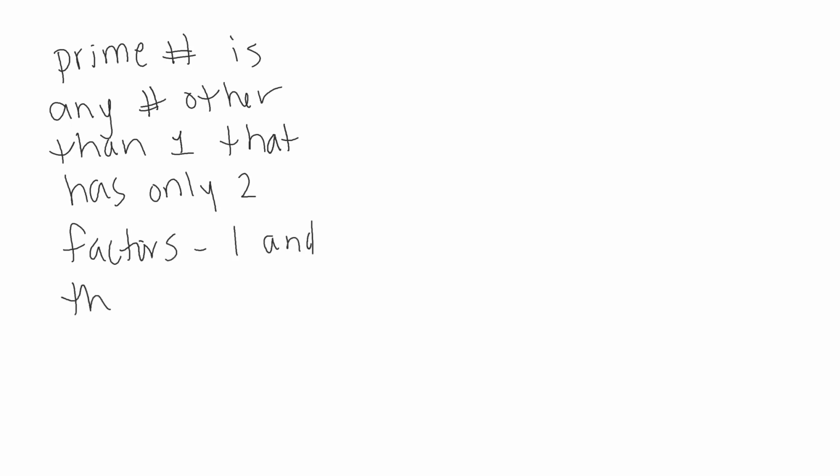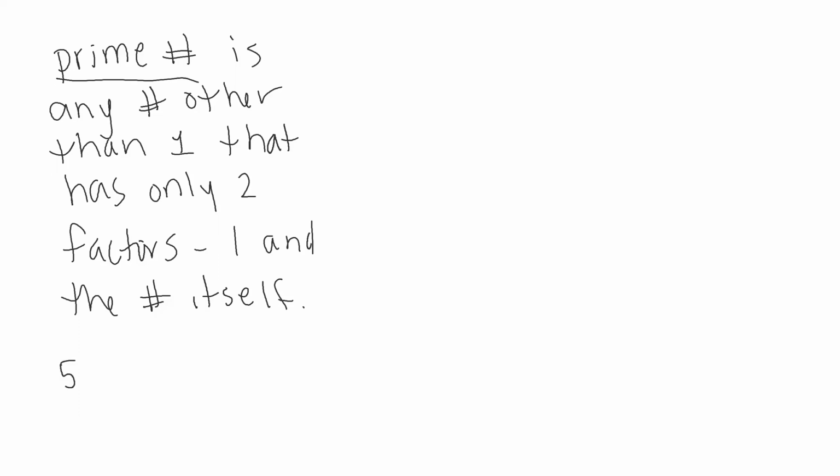So first, you need to know, what is a prime number? So a prime number is any number other than 1 that has only 2 factors: 1 and the number itself. So basically, prime numbers only have one factorization, and that factorization consists of that number itself times 1. That's it. So consider the number 5.